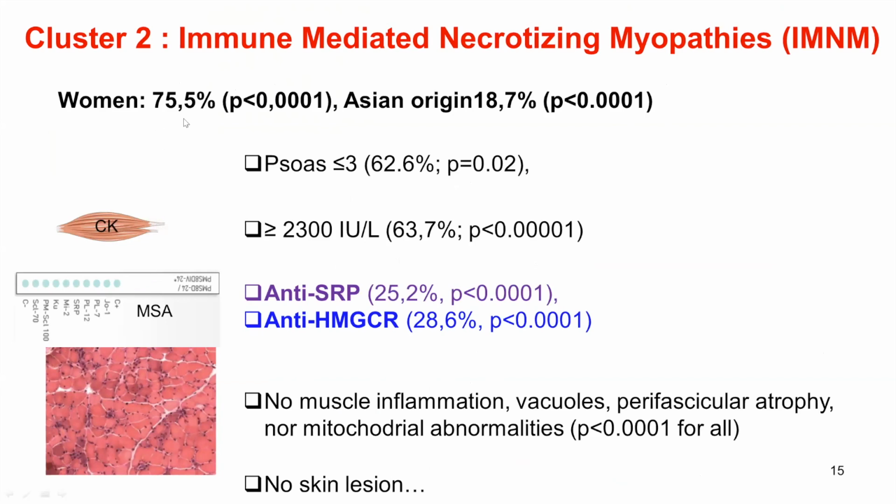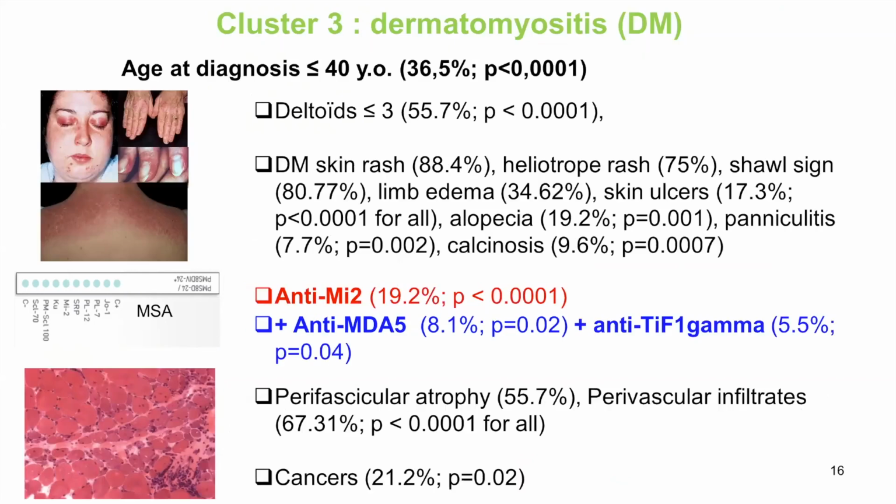We can observe more women, many of Asian origin, at least from the population around Paris. They are weaker in their psoas than in the upper limbs, with high CK levels. Here we found anti-SRP and anti-HMGCR clearly, and on the pathological side, no inflammation, vacuole, or perivascular atrophy, but in fact only regenerative fibers and necrosis, and no skin lesions.